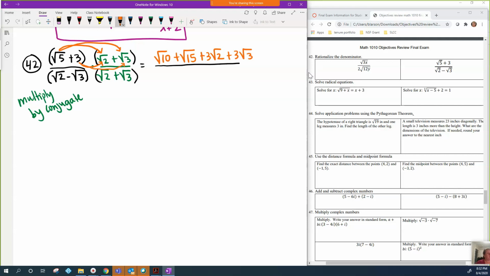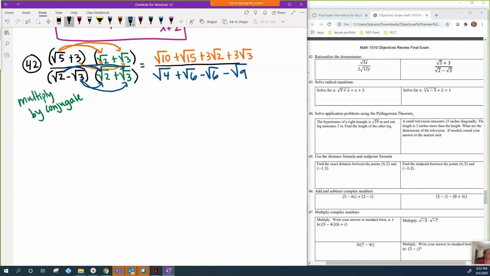Right? And then on the bottom, same kind of thing that we need to do here. We're going to FOIL these together. So the first multiply together, square root of 2 times square root of 2 is square root of 4. And then I get plus the square root of 6. Multiply these together, I get minus the square root of 6. And then minus the square root of 9.